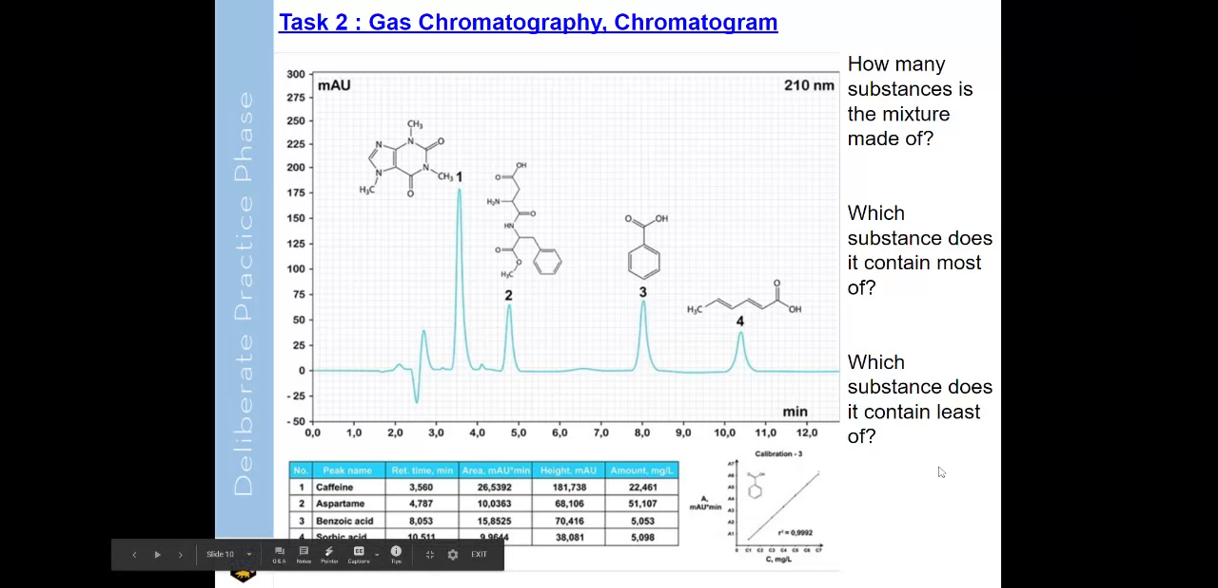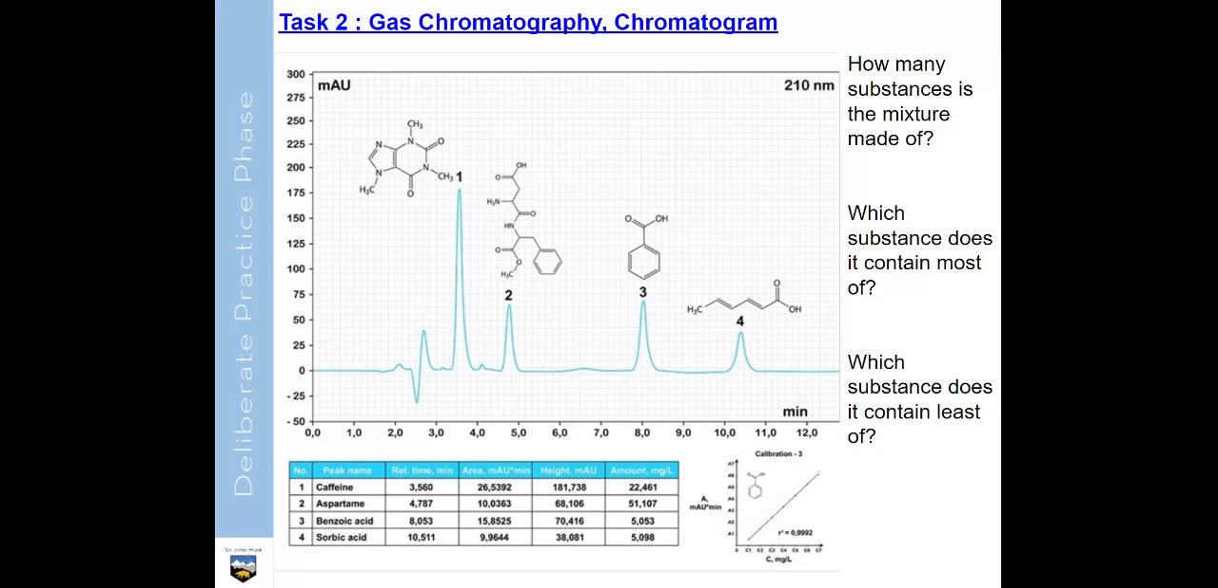Okay, so how many substances is the mixture made of? We can see that it's made of 4 substances. Which substance does it contain the most of? Well, that would be the highest peak, therefore that would be caffeine.